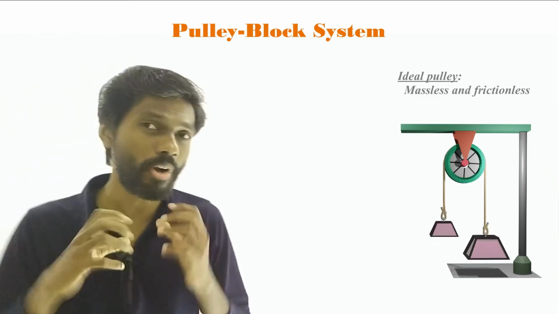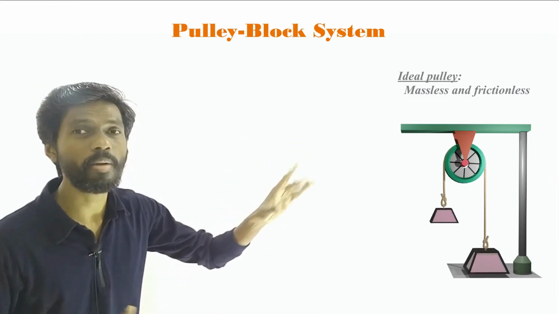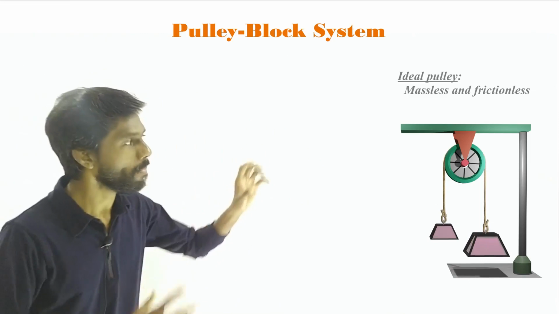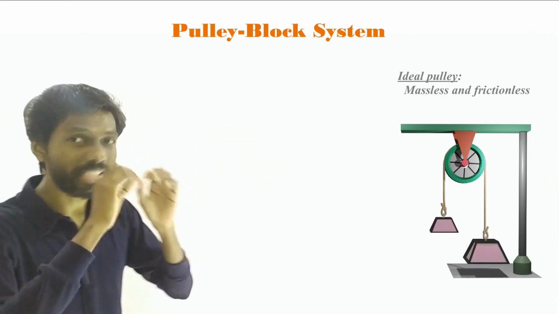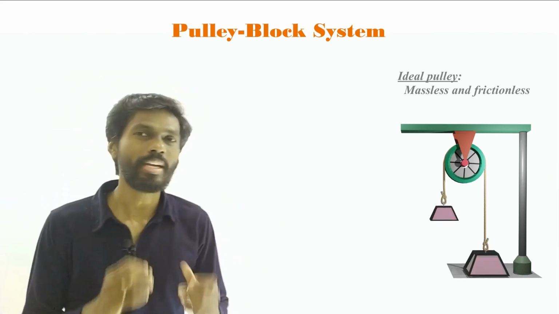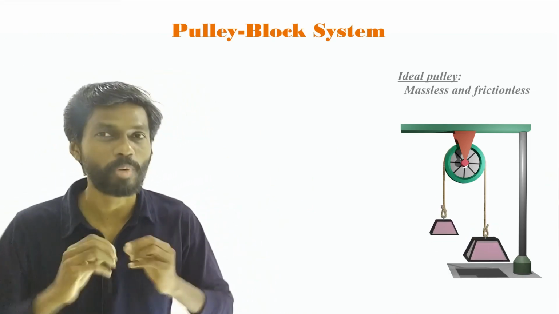If this pulley was not ideal, that would not be the case, right? Tension may be different on this part and that part, but here we are going to consider only ideal pulleys, which are massless and smooth. So there the tension remains the same at every point on the string, okay? So we are going to use only these ideal pulleys for our questions. Let us do some simple questions based on this pulley, okay?